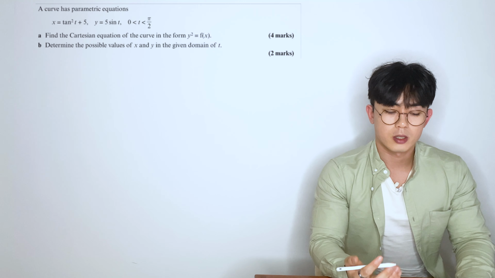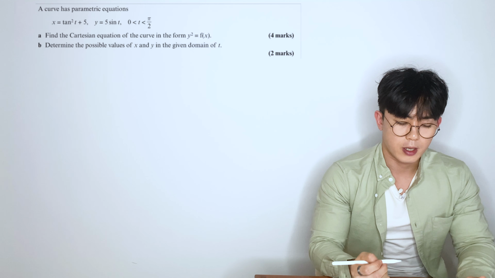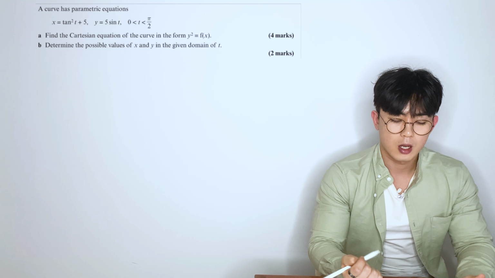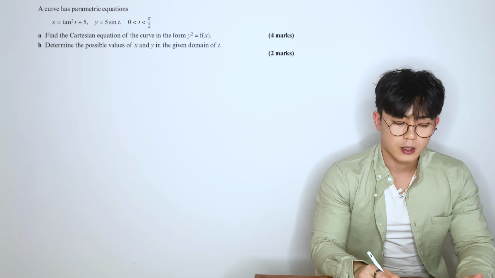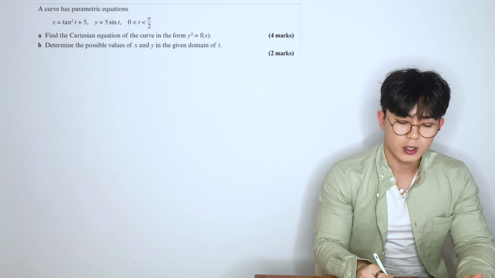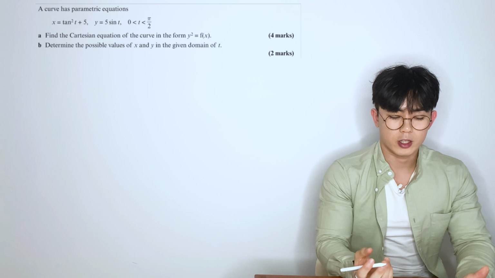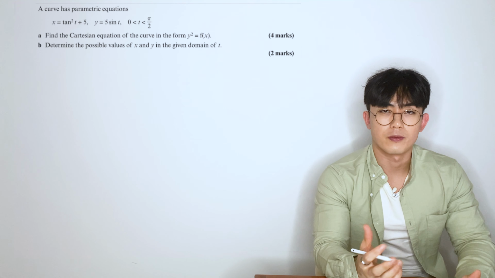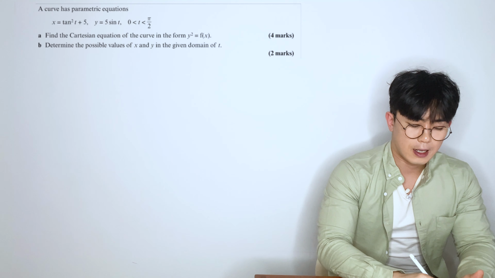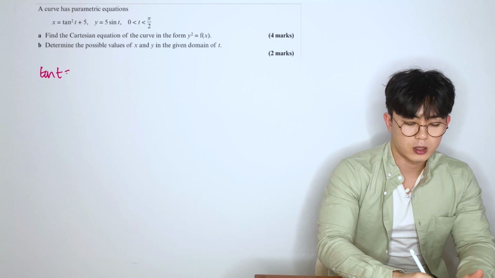Let's just try one more. So a curve has parametric equations: x is tan squared t plus 5, y is 5 sine t. So find the Cartesian equation first. So first of all, we look at the two trig terms and try and think of an identity that involves both of them. Well, tan t is equal to sine over cos t. We know this one.